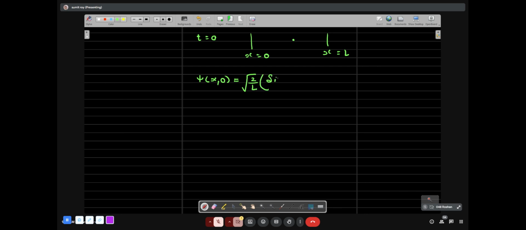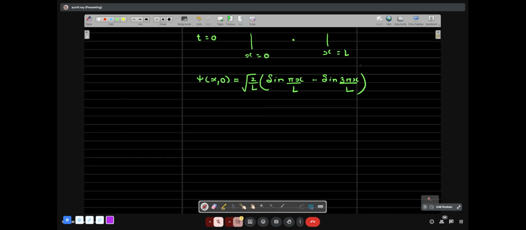Yes, the question says that at t equals 0, the wave function of a free particle confined between infinite walls x equals 0 and x equals L. A particle is confined between these two boundaries, and the wave function at t equals 0 is given by under root 2 by L times sine of pi x by L minus sine of 3 pi x by L.